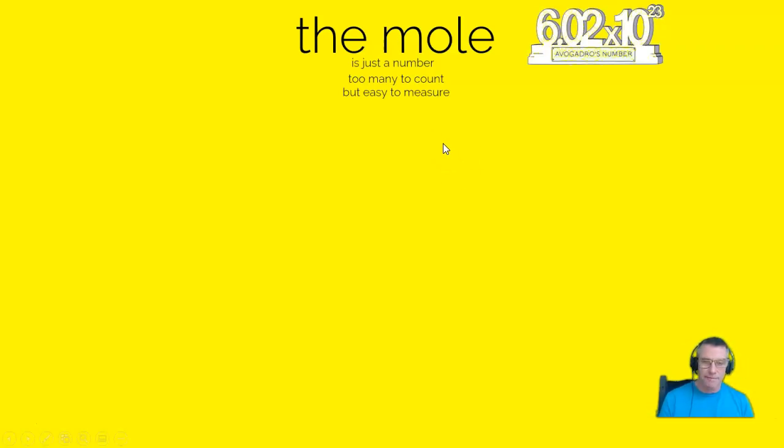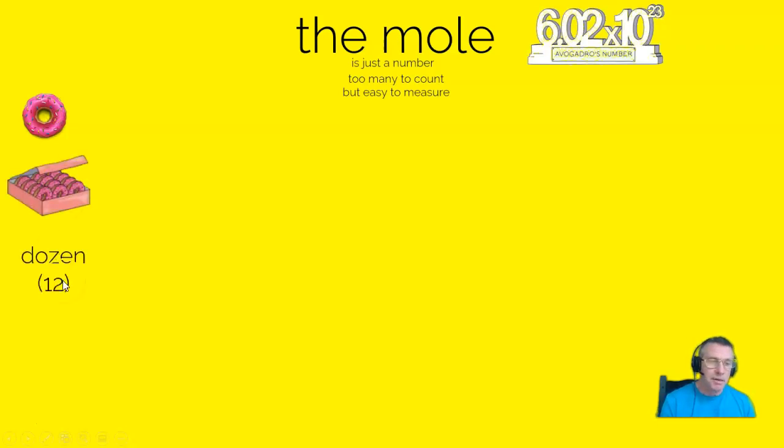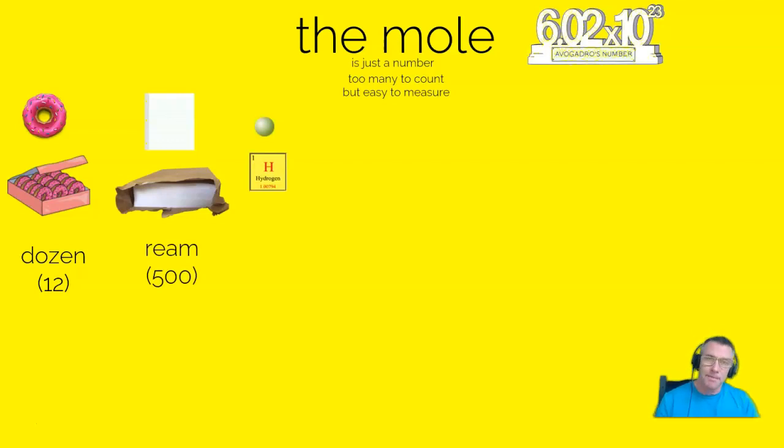Sometimes you don't have to do that for larger objects, right? I mean, consider a donut. Those tend to come in groups of 12, and you can count them out. Consider a sheet of paper. Those tend to come by the ream, which is 500. Now that's probably too many to count. It's easier to weigh it out or to do it by its size.